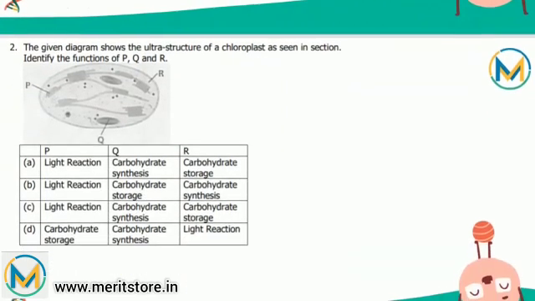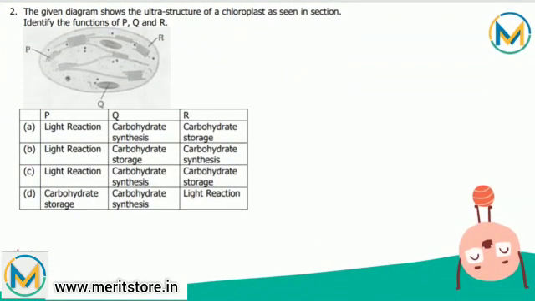Looking towards the next question. The given diagram shows the ultrastructure of chloroplast as seen in section. So identify the functions of P, Q and R. The light reaction or photochemical phase of photosynthesis mainly occurs on the grana thylakoids. Dark reaction or biosynthetic phase, which involves the synthesis of carbohydrates by carbon dioxide fixation, occurs in stroma or matrix of chloroplast. The chloroplast matrix of higher plants stores starch temporarily in the form of starch granules.